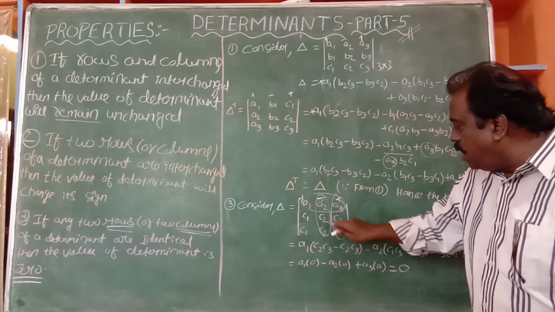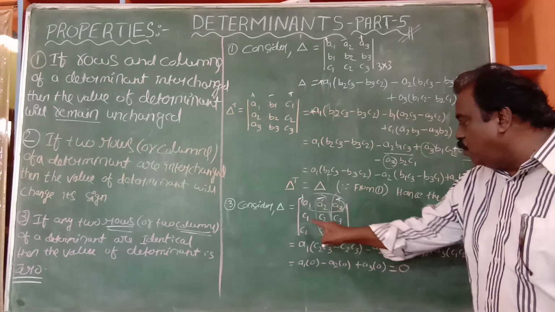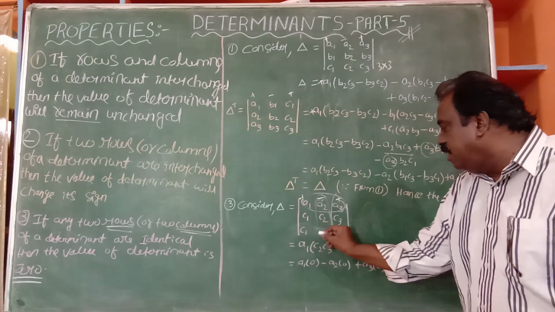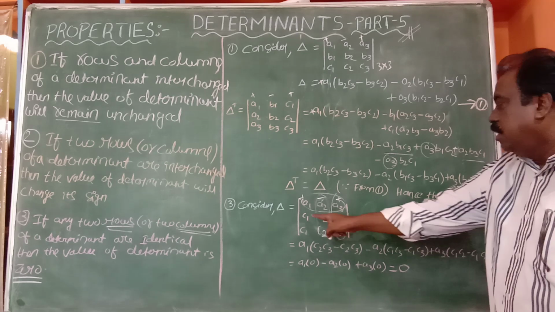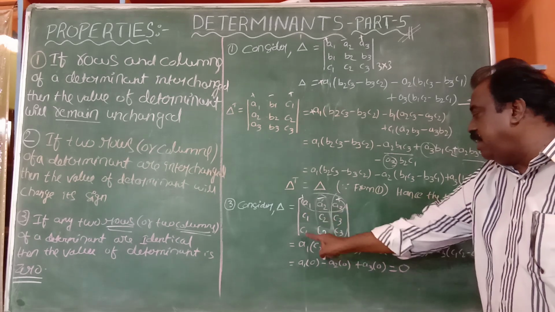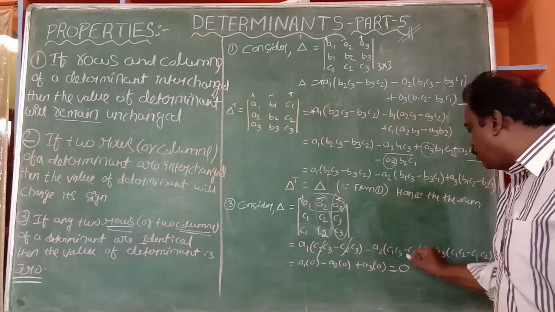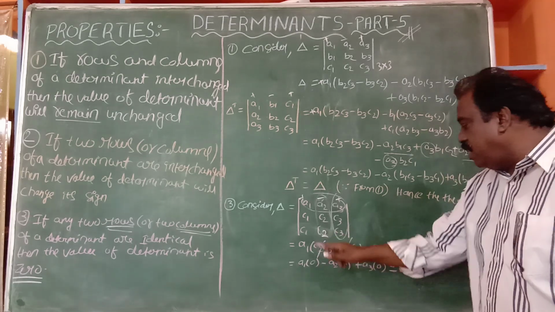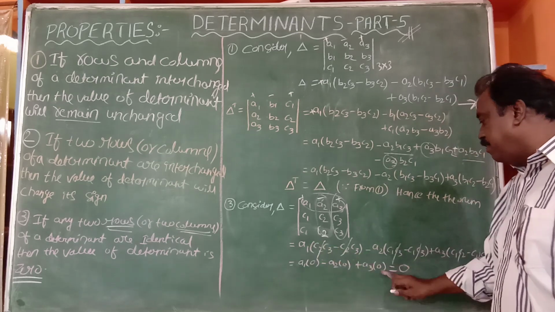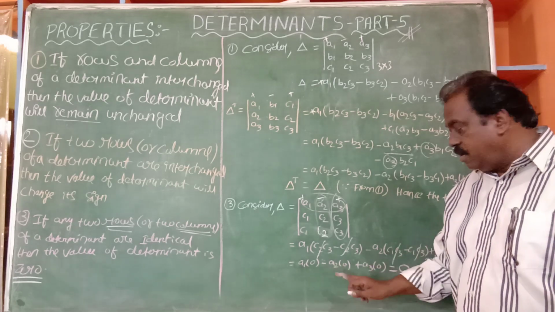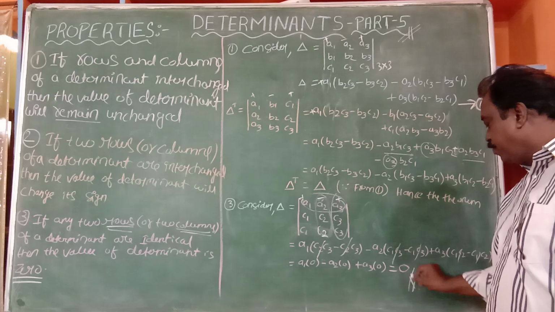Next A3. Here the row and column is deleted, then we get C1, C2 minus C1, C2. Here these cancel, here also same, cancel. So A1 of 0, minus A2 of 0, plus A3 of 0. 0 minus 0 plus 0. So we get 0.